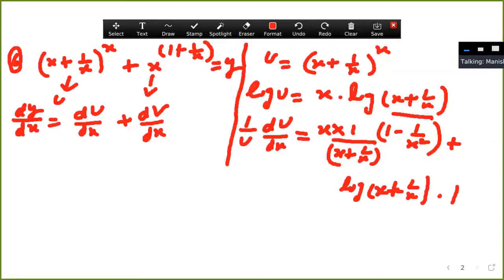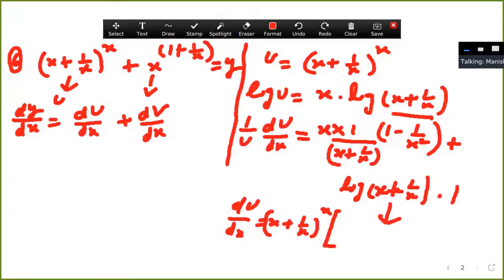This is now what is du upon dx? Du upon dx will be equal to, take this u to the right hand side, (x plus 1 upon x) whole power x into this whole statement. This will be equal to du upon dx.